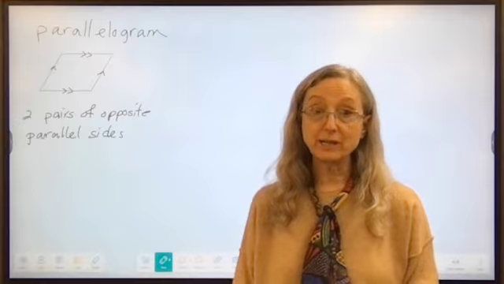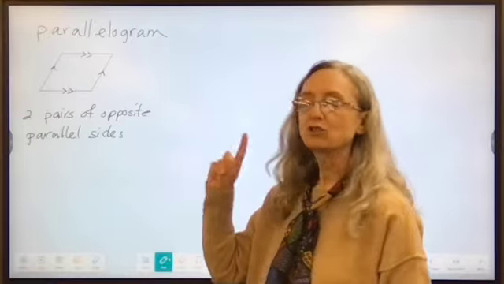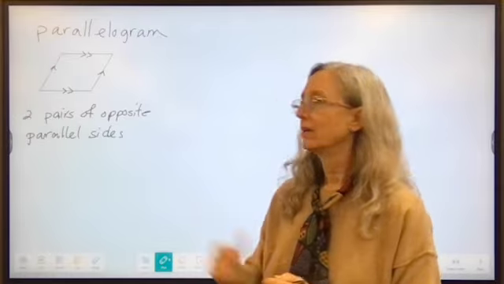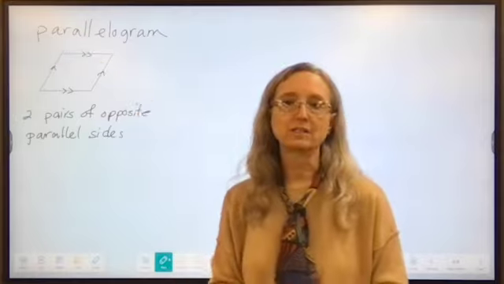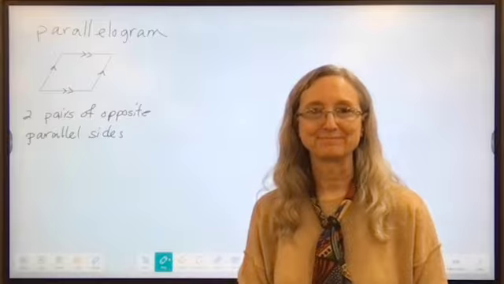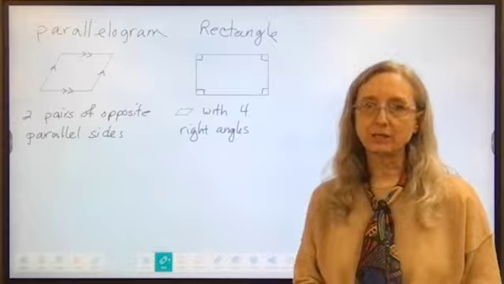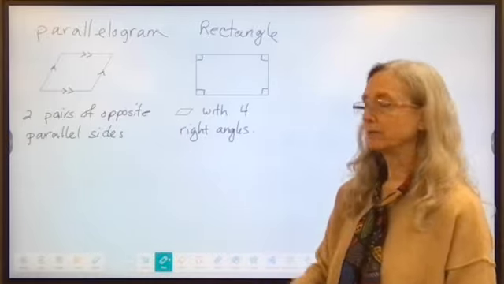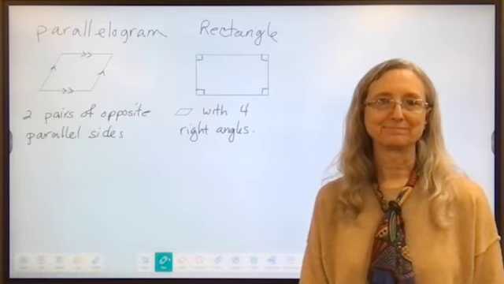Our first special type of quadrilateral is a parallelogram. A parallelogram has 2 pairs of opposite parallel sides. 2 pairs. These opposite sides are parallel and these opposite sides are parallel. By definition, that's what makes it a parallelogram. Our next one is a rectangle. A rectangle is actually a special type of parallelogram. If you see this symbol, it means parallelogram. So a rectangle is a parallelogram with 4 right angles.